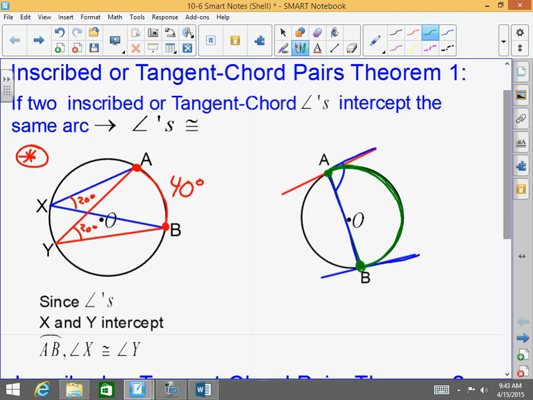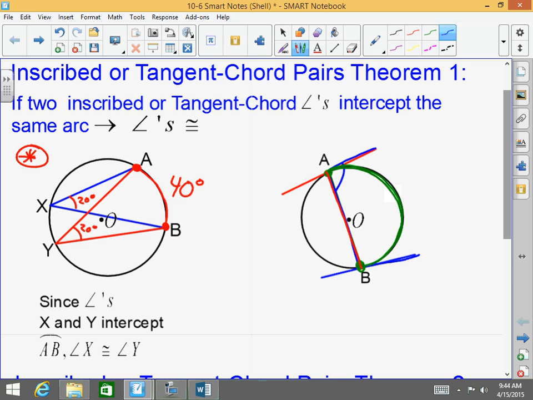Doesn't that form a right angle? It absolutely doesn't. It does not form a right angle because it's not going through the center. The tangent forms a right angle when it intersects with the radius. But AB here is not a diameter. It's not going through the center. Thank you for caring and asking.